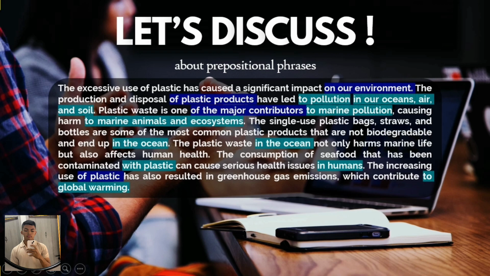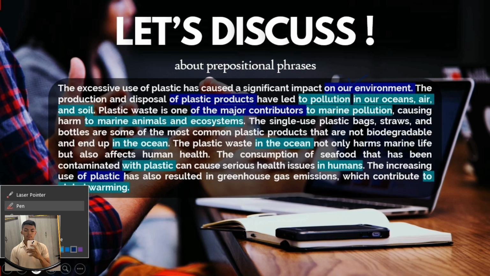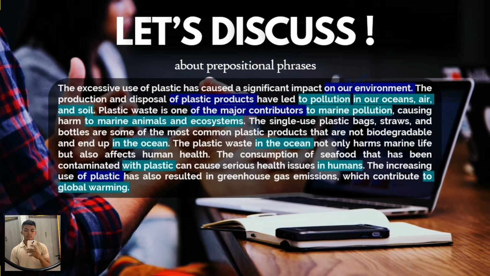Let's analyze the text, looking at the adjective prepositional phrases first. Look at the first sentence of the paragraph. The excessive use of plastic has caused a significant impact on our environment. The phrase "on our environment" includes the adjective prepositional phrase. Why? Because that phrase already answers the question, impact where?